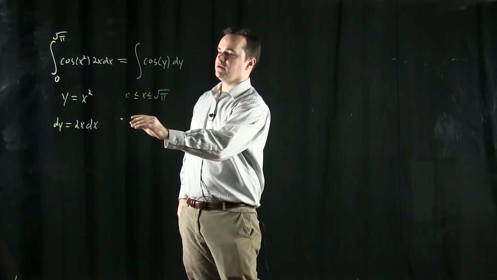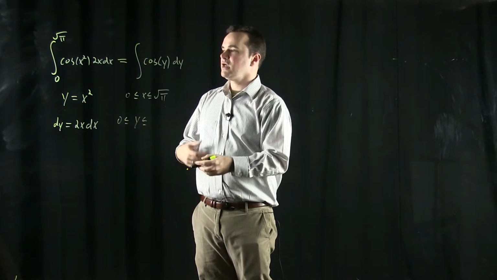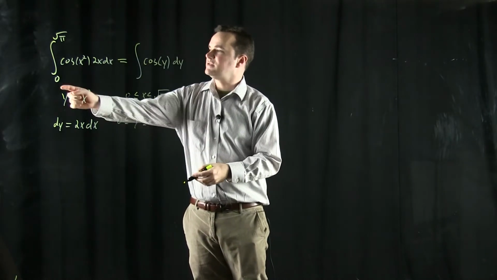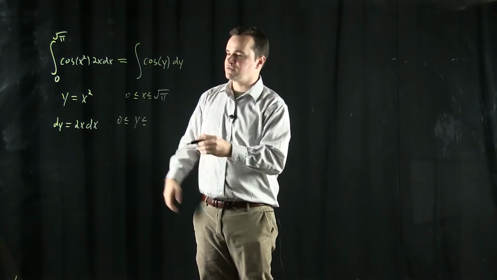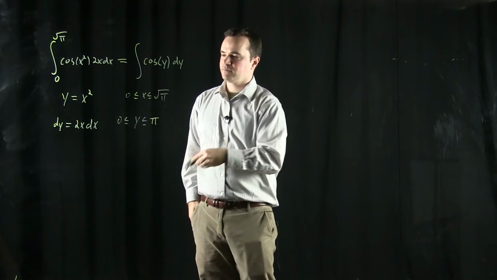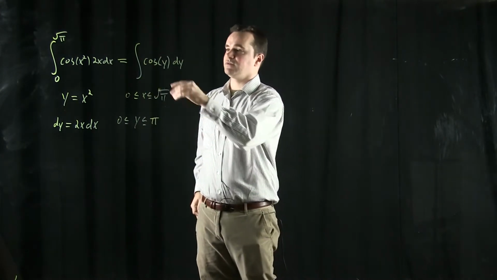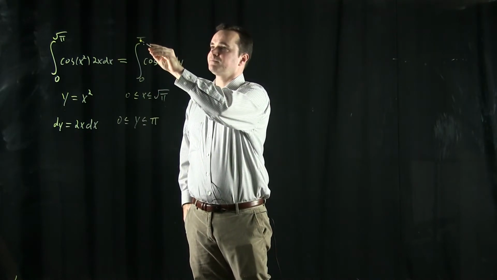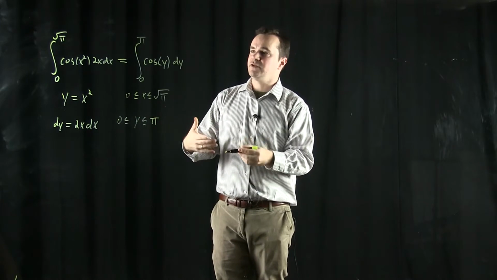And so what's y going to be? Well, what's the range of y? You can just think of plugging 0 into x squared, which gives you y equals 0. Plug in square root of pi into x squared, that's going to give you pi. So your bounds of integration for this integral in terms of y are just going to be 0 going up to pi. And now you just do this integral like you normally would.